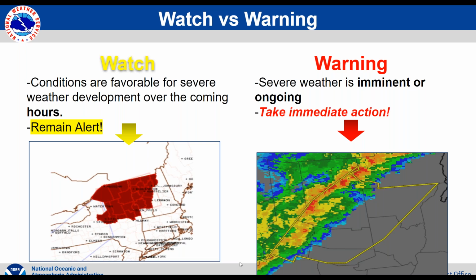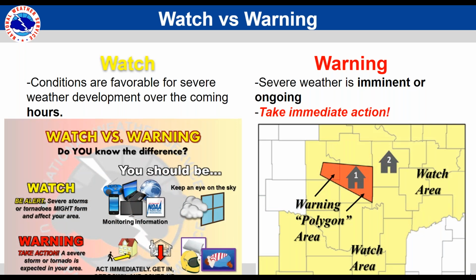When we get to the warning phase, severe weather is imminent or ongoing. So when we're talking about the warnings, the thunderstorms are about at your doorstep. You have about 15 to 45 minutes to take action when you start seeing things like the severe thunderstorm warnings. And so it's important to know the difference, that the watch is to be alert, the warning is to take action, because a watch is going to cover a large area.